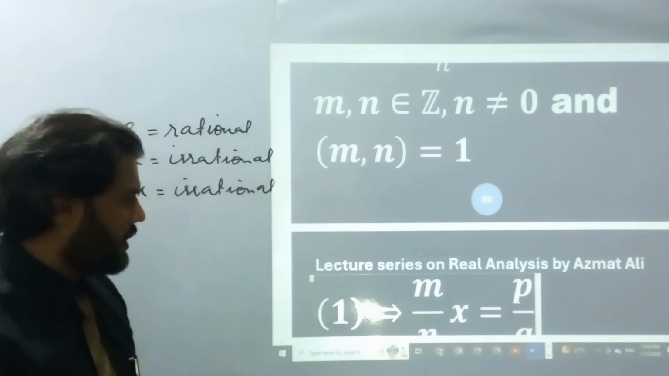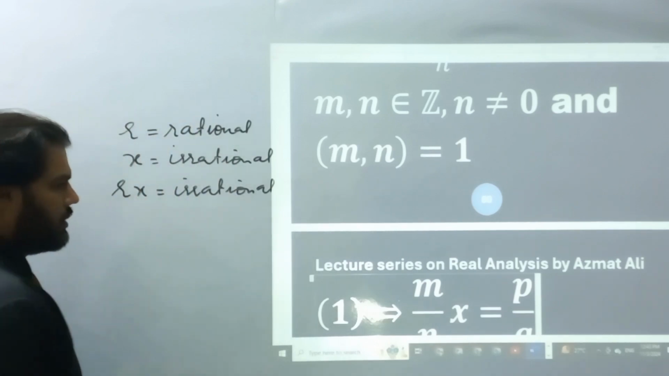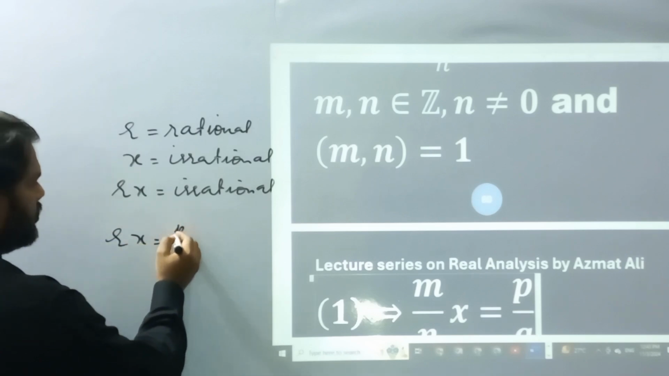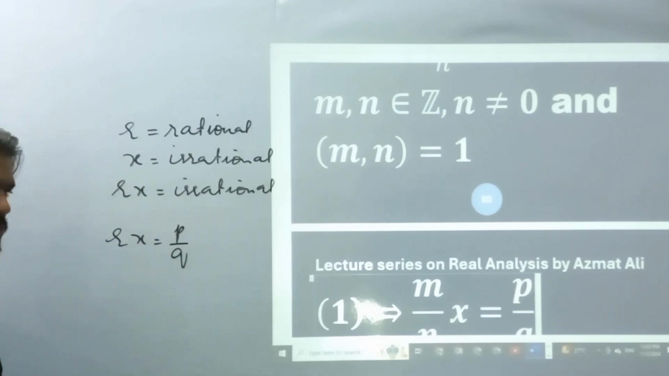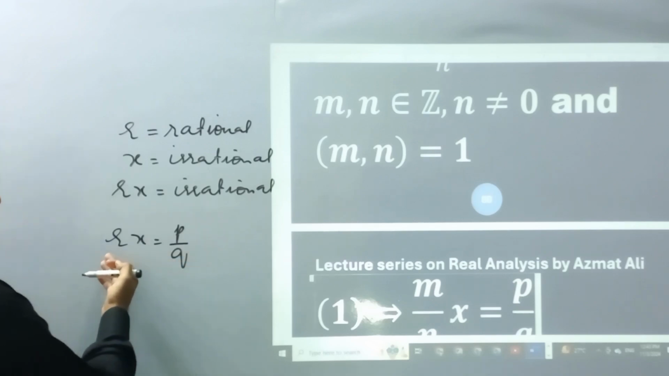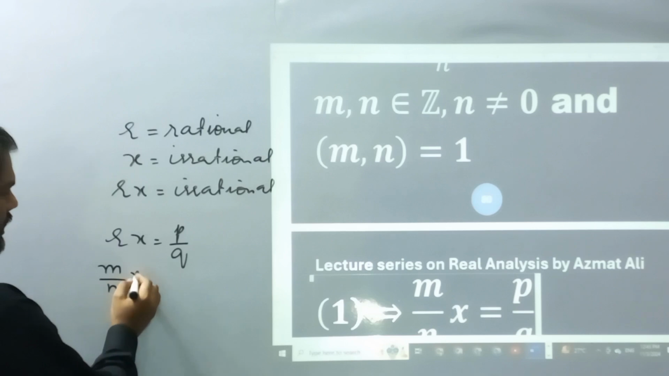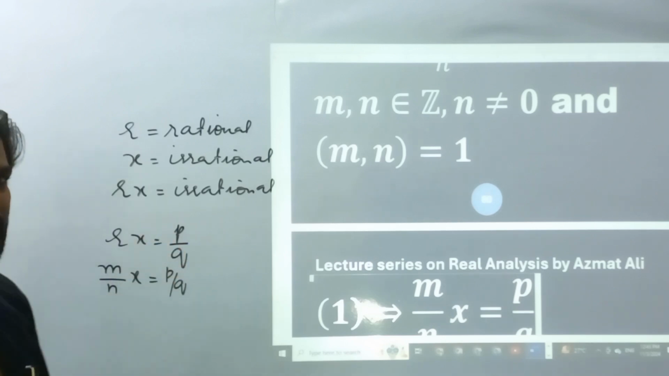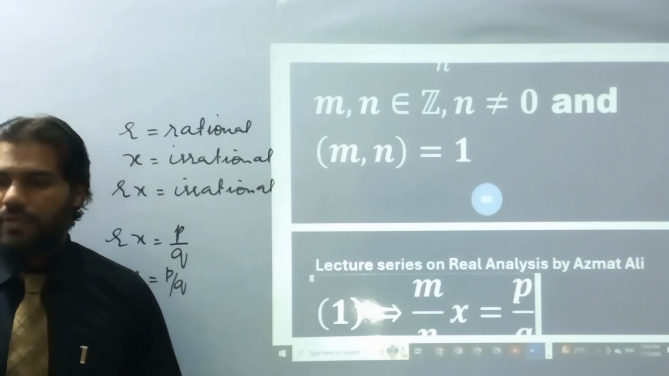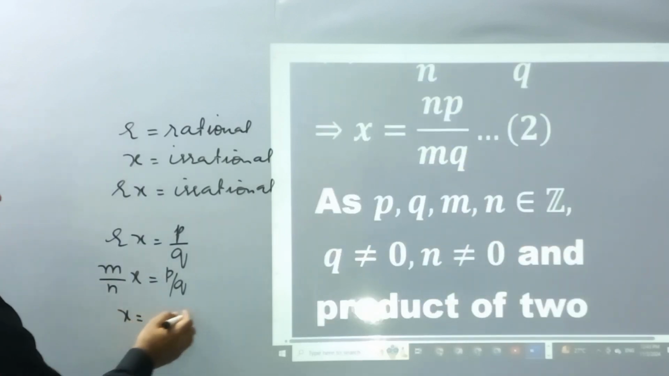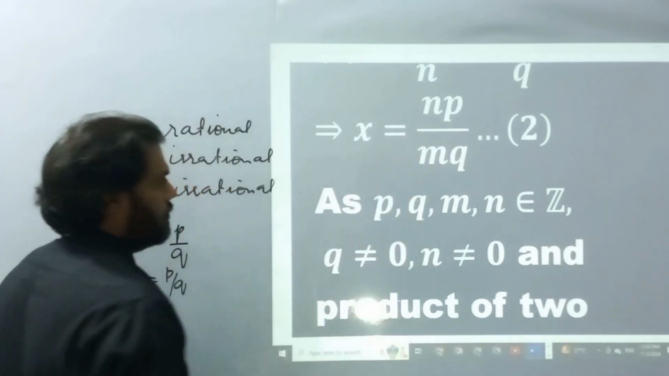So equation number 1 implies, what is equation number 1? Equation number 1 was Rx is equal to P over Q, which we supposed on the contrary, the product is a rational number. Now substituting the value of R, that is M over N here, M over N times X is equal to P over Q. Multiply on both sides by N over M, the reciprocal of M over N, we have X is equal to NP over MQ.